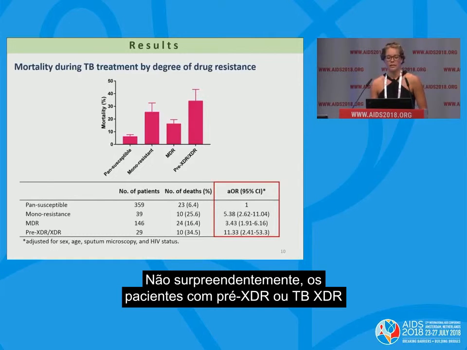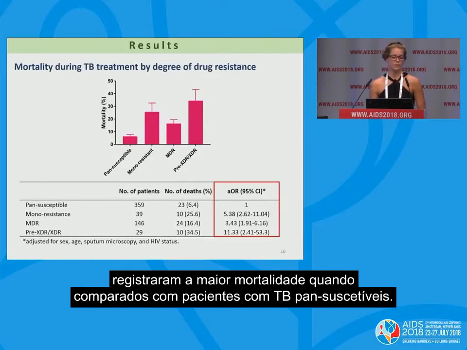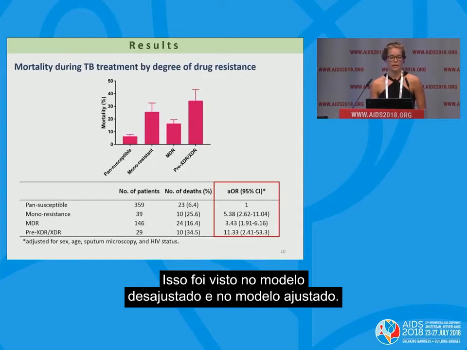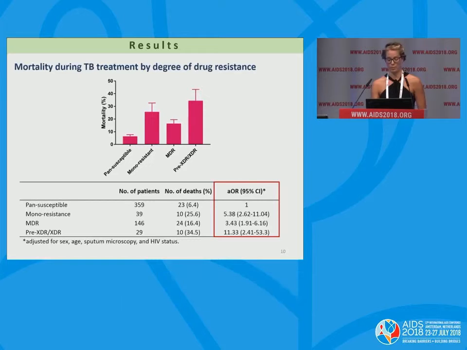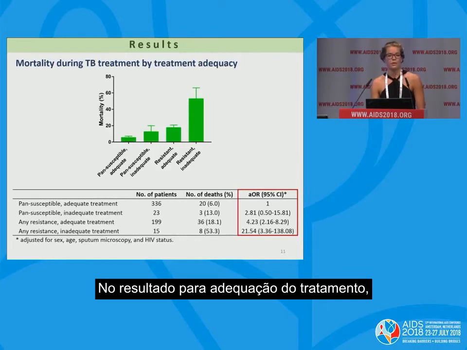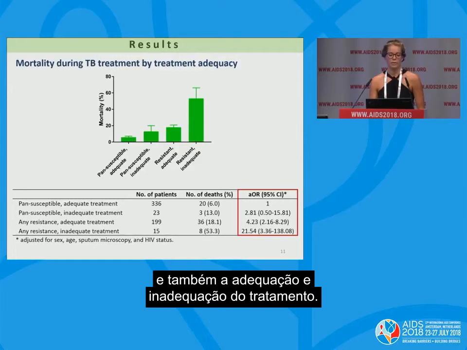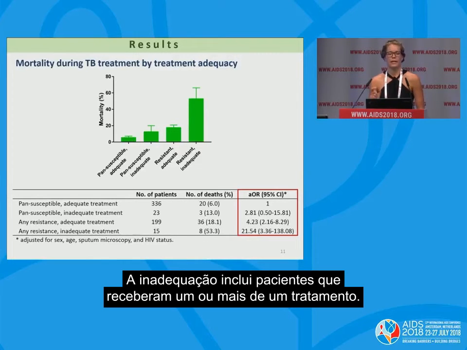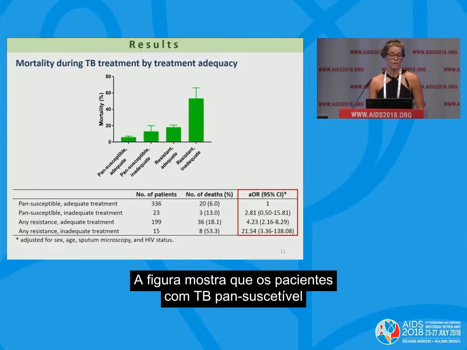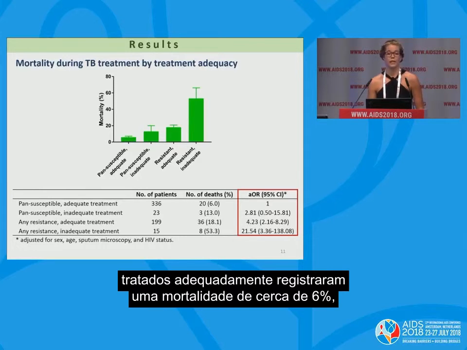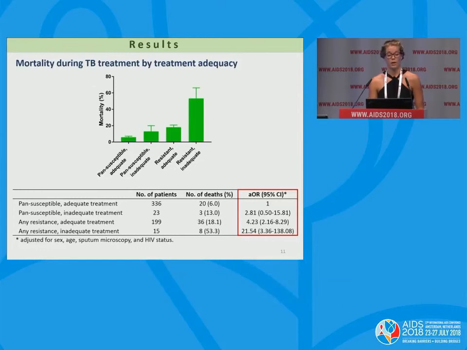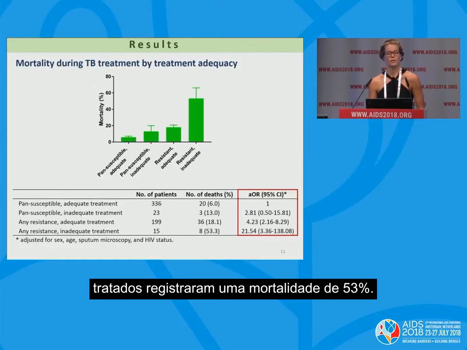Not surprisingly, patients with a pre-XDR or an XDR TB had the highest mortality compared to patients with a pan-susceptible TB. This was seen in the unadjusted as well as in the adjusted model. For the results on treatment adequacy, we separated the analysis by patients with a pan-susceptible TB and by treatment adequacy and inadequacy. Inadequacy includes patients who received an under or an over treatment. The figure shows that patients with a pan-susceptible TB adequately treated had a mortality of around 6%, while patients with any type of resistance inadequately treated had a mortality of 53%.